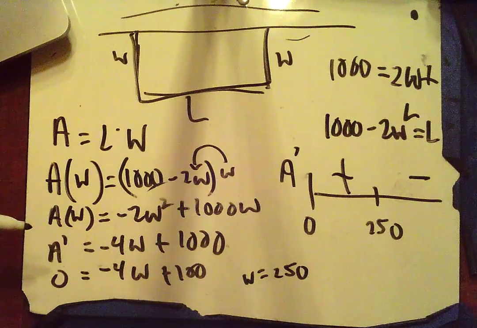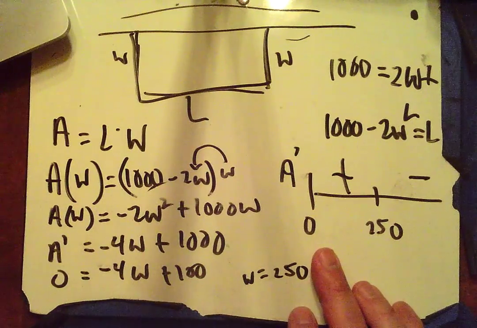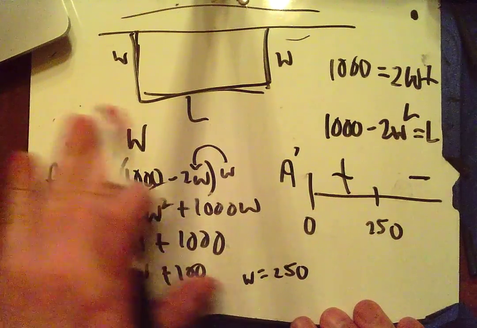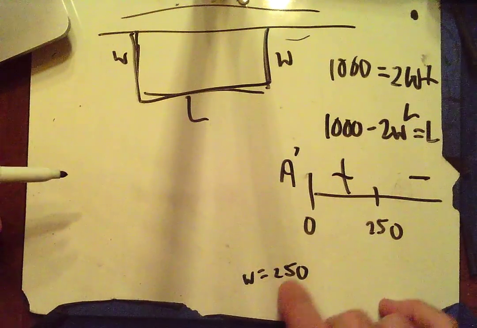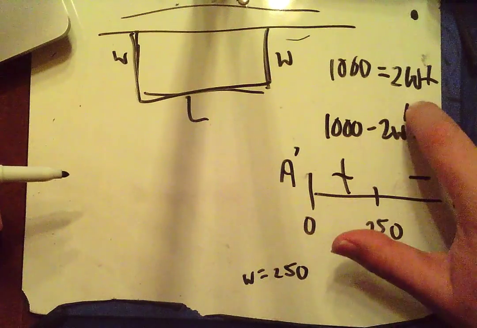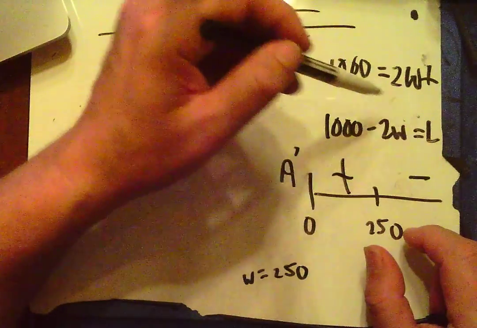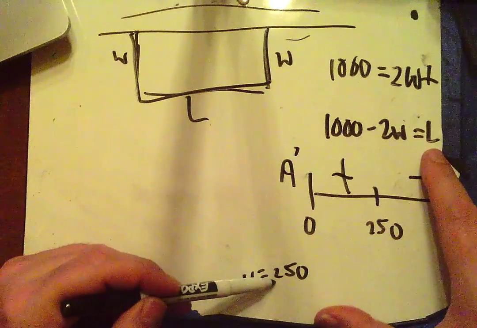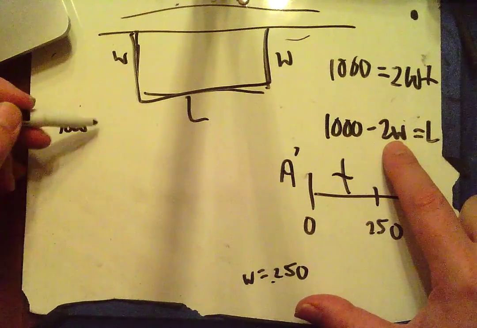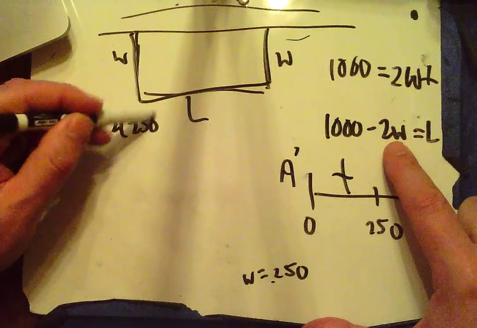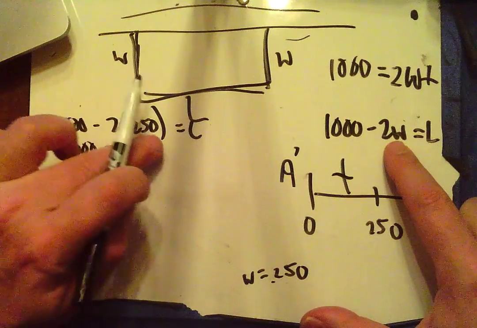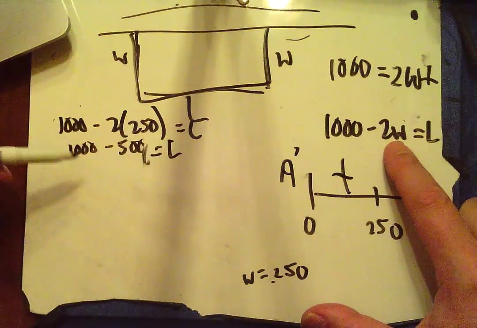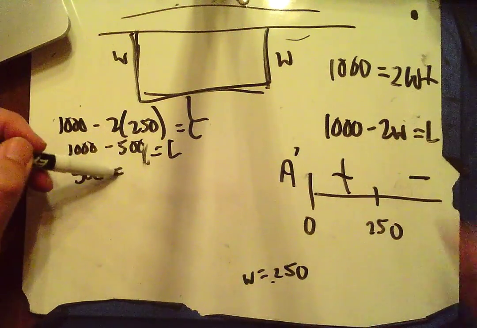And does it say find the dimensions of the field with the maximum area? It wants the dimensions. It does not care about what the maximum area actually is. So if W equals 250 is where my maximum area occurs, then I want to take this W and plug it back in here. So 1,000 minus 2 times 250 is going to be my length, or 1,000 minus 500, not 5,000, equals the length. So 500 equals the length.